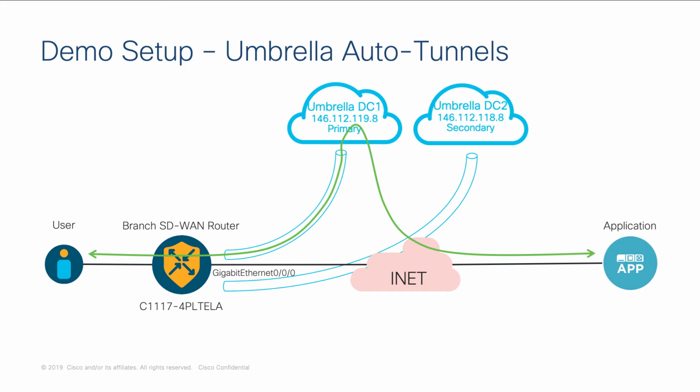Once terminated in the Umbrella cloud, the user's traffic will be subject to the suite of security controls available and configured, where it will either be dropped or allowed to continue to the application based on the policy configured. If that primary tunnel fails, then traffic is automatically rerouted to the secondary DC via the secondary tunnel. Let's see this in action.